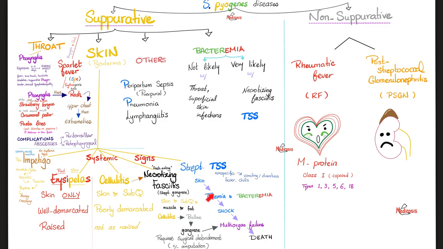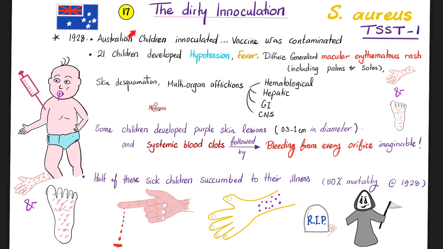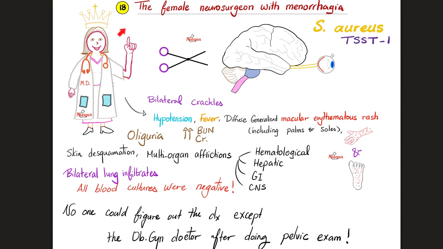Next, we have toxic shock-like syndrome. Please remember the toxic shock syndrome caused by staph. Do you remember this story? Do you remember my purpura fulminans? Do you remember the story of the dirty inoculation that happened in 1928 Australia? Do you remember my tampon-wearing neurosurgeon who got fever, hypotension, diffuse generalized macular erythematous rash involving the palms and the soles as well, oliguria, elevated BUN and creatinine, skin desquamation, multi-organ afflictions with bilateral lung infiltrates?